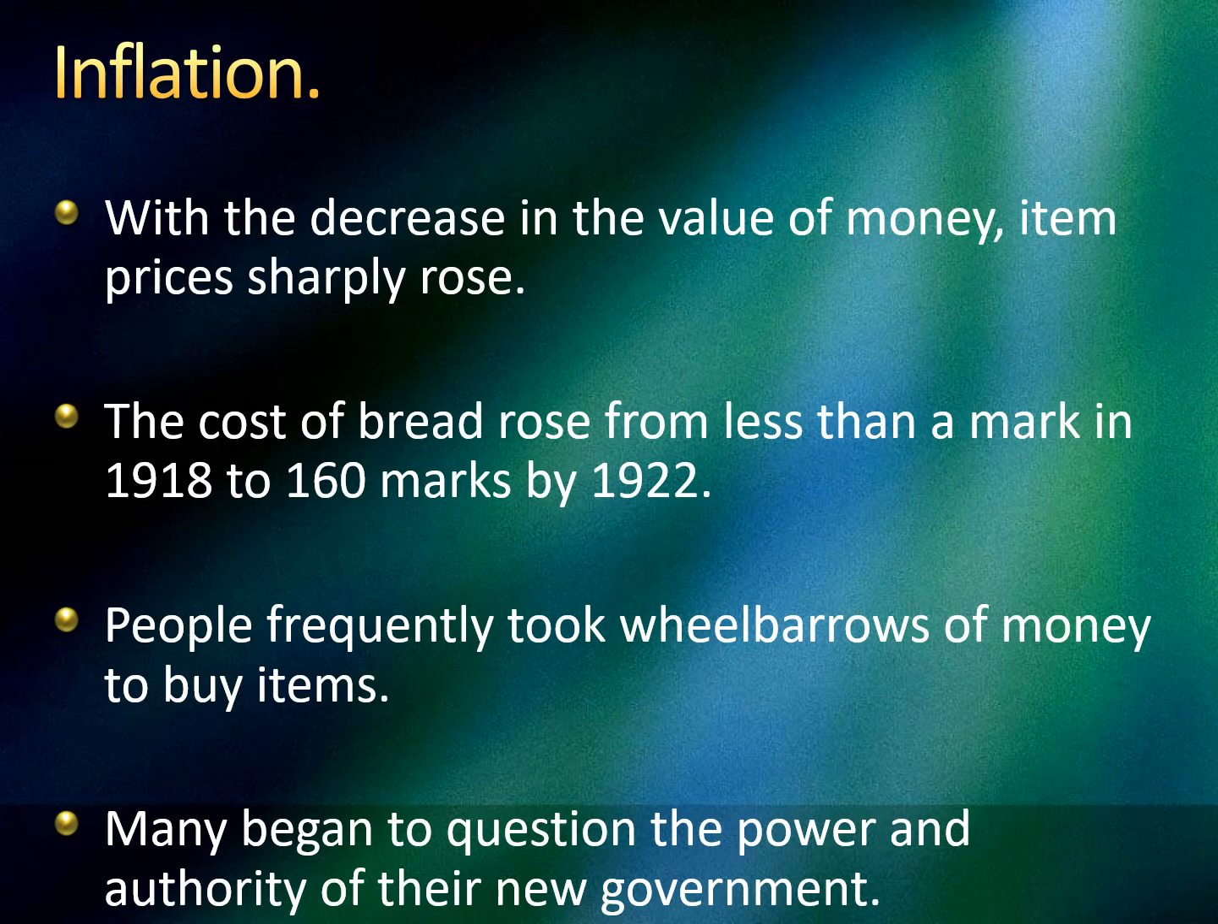As the money continued to decrease in value, item prices began to rise. So you have a decrease in money value and a rise in the cost of items, and when we have a sudden rise in prices, it's called inflation. For example, the cost of bread in Germany rose from less than one mark, this was Germany's currency at the time, in 1918, to 160 marks by 1922. That's a big jump in 4 years.